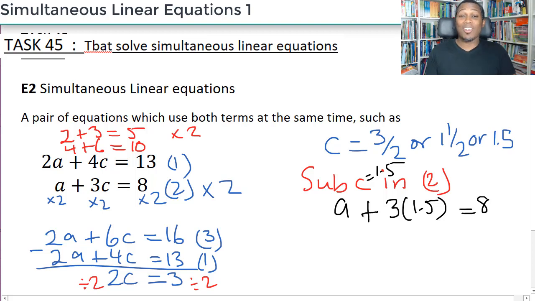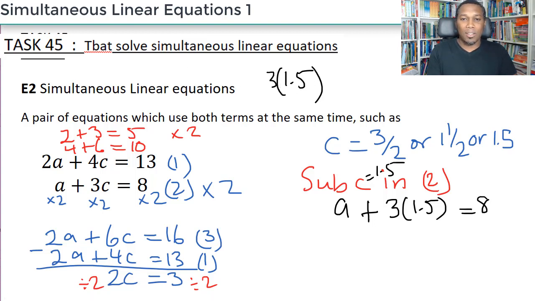So substitute into equation 2: A plus 3C, A plus 3 multiplied by 1.5, the multiplication sign. If you put a number in brackets, it means the number outside is being multiplied by the number inside. The bracket is key to represent that. You can't just put 3 and 1.5 together, that's 31.5. If I put it in brackets, now it's multiplication. That's another way of representing multiplication.